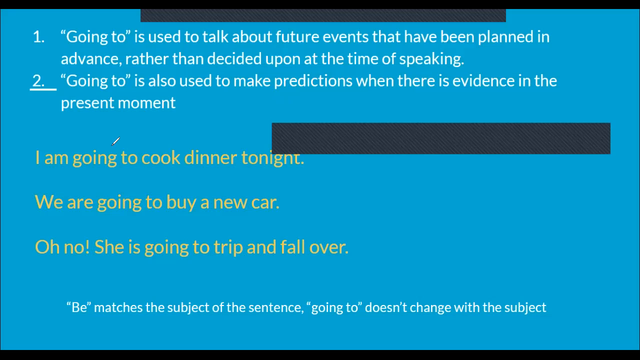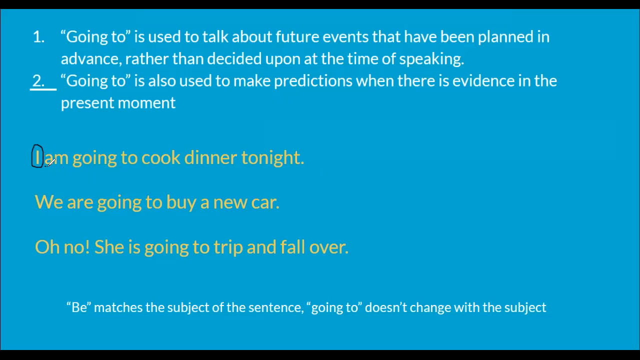All right, so let's look at these sentences. I am going to cook dinner tonight. Subject plus the be which changes to match the subject of the sentence. Going to doesn't change with the subject. So subject plus am, is, are, जो भी है. And then going to वैसे ही आएगा, and then base form of the verb, cook, and then dinner tonight. So this is an event that I have planned in advance. I planned in advance that I'm going to cook dinner tonight.